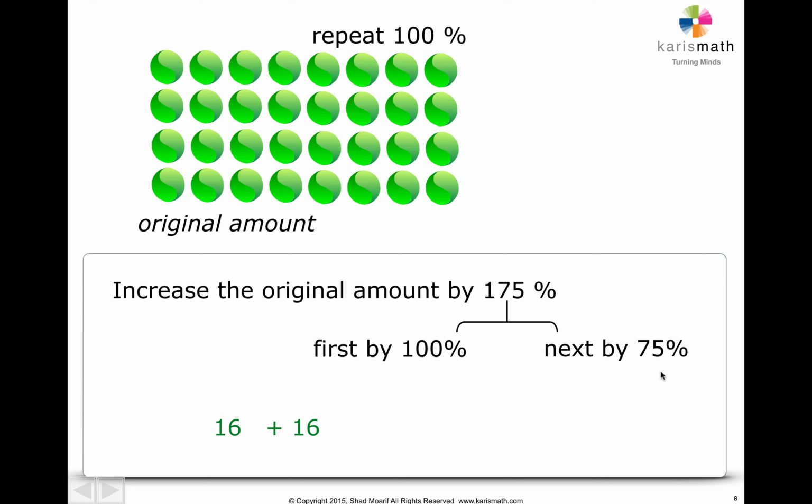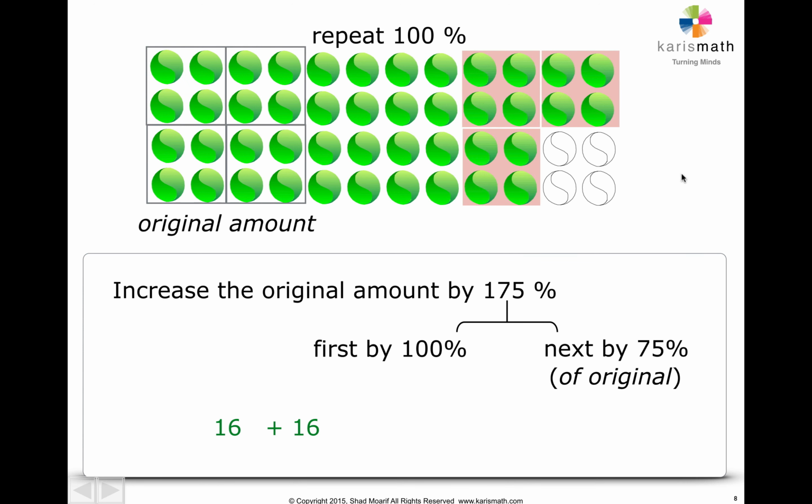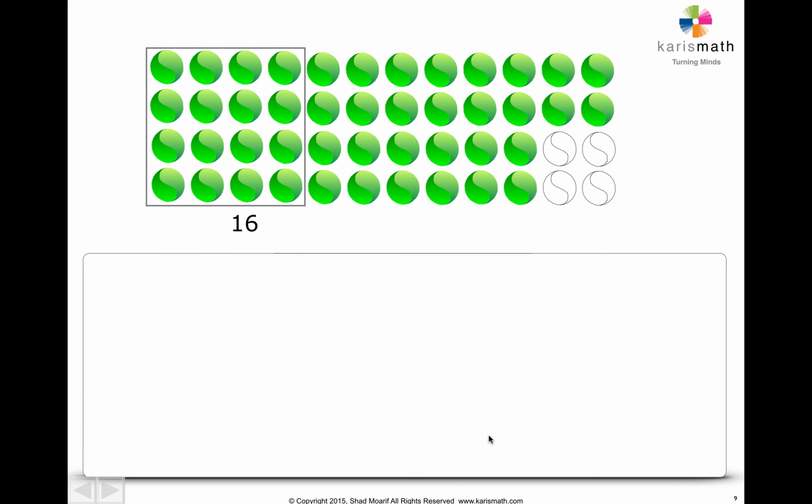What's 75% of 16? Well, that's 3/4 of 16. So we'll take 3/4 of the original, add it here, bring that here, and so now we have what we wanted. We've increased the original amount by 175%. So 16 and 12, that's 28. We increased it by 28 and we get 44. That's the answer.